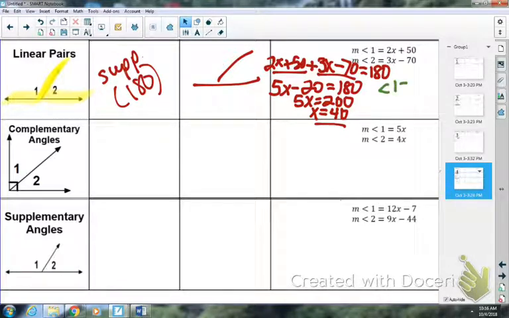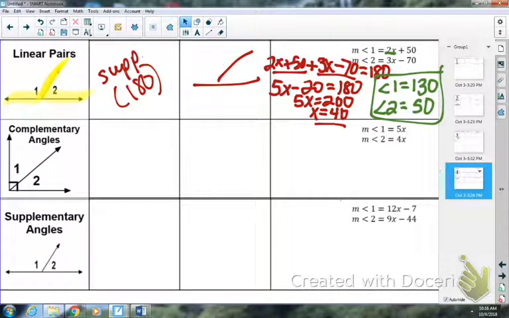So let's start with angle 1 here. What's 2 times 40? Plus 50? 130? Okay. So without plugging it back in, what should angle 2 be? 50, because again, they have to add up to be 180. 180 minus 130 is 50. If I plug it in, 3 times 40 is 120, and 120 minus 70 is 50. So I did it correct.